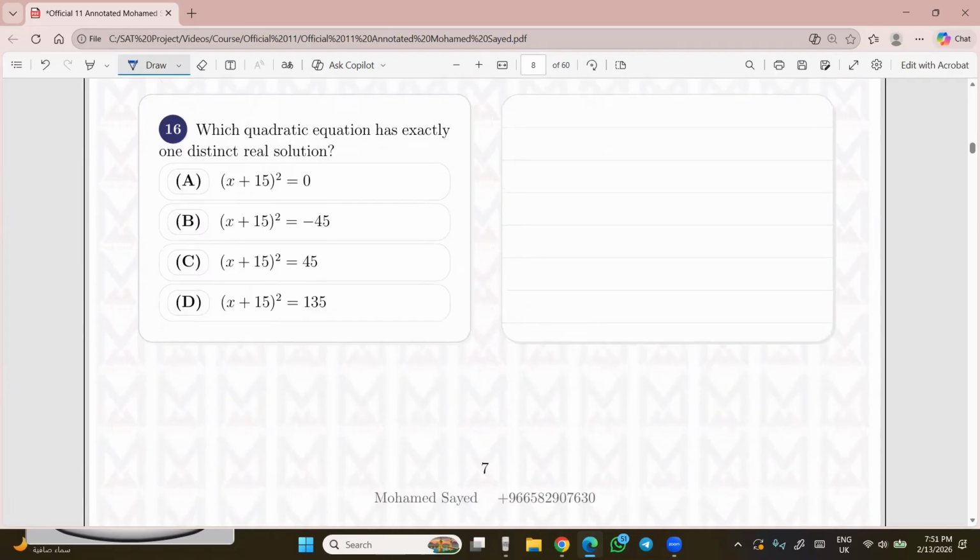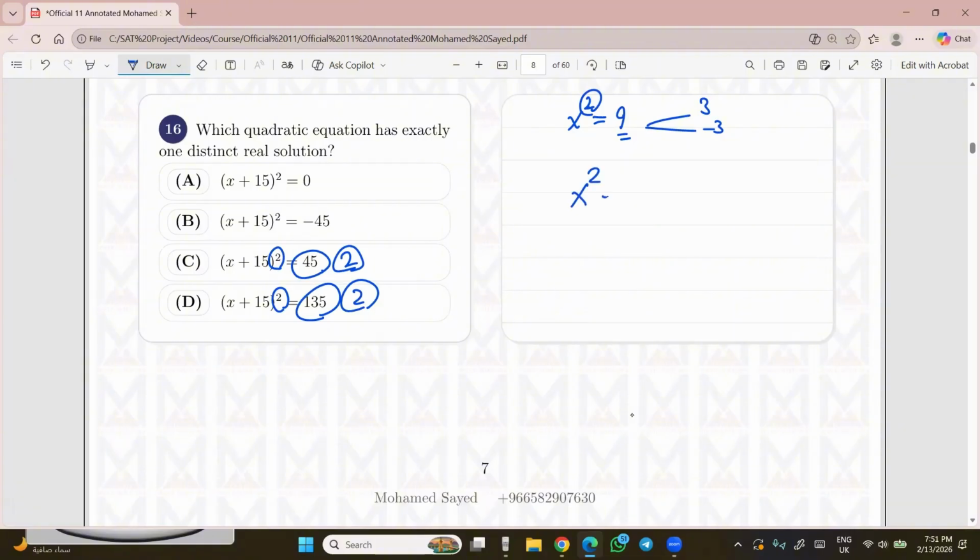Question 16, which quadratic equation has exactly one distinct real solution? Whenever you have an equation like this, x squared is equal to, for example, 9, we have two solutions, 3 and negative 3. So when whatever is on the left squared equals a positive number, you have two solutions. Here, a positive number squared, two solutions.